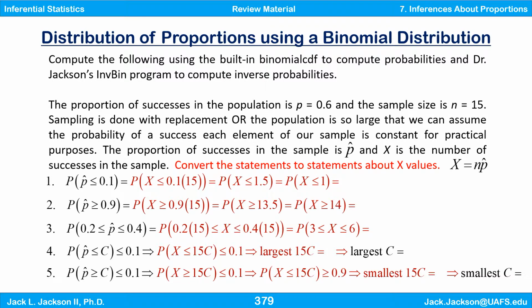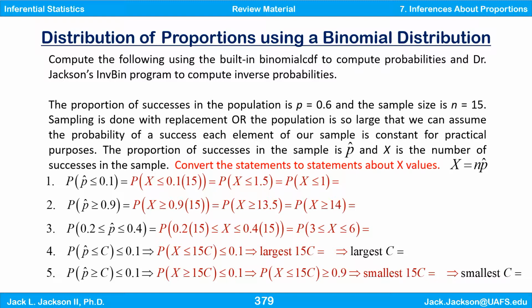Well, hopefully you came up with this here. Basically, we just want to take this first one, multiply both sides of this inequality by n because x is n times p hat. N times p hat is x, and n times 0.1, well, n is 15, so 15 times 0.1 is 1.5. So we're looking for the probability that x is less than or equal to 1.5, but remember x has to be a whole number, so you might as well have just said the probability that x is less than or equal to 1, or even if you wanted to, the probability that x is between 0 and 1, because those are the only 2 possibilities, really.